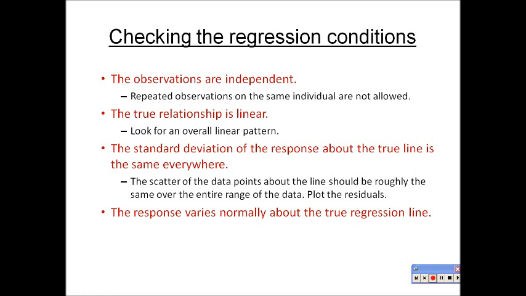Another thing you should make sure is that the response varies normally about the true regression line. Make a histogram or a stem plot of the residuals and check for clear skewness or other major departures from normality. Like the other t procedures, inference for regression is not very sensitive to minor lack of normality, especially when we have many observations. The exception is the prediction interval for a single response y.